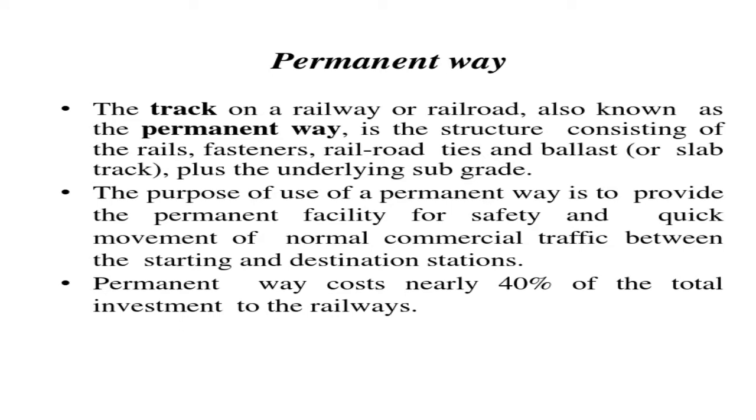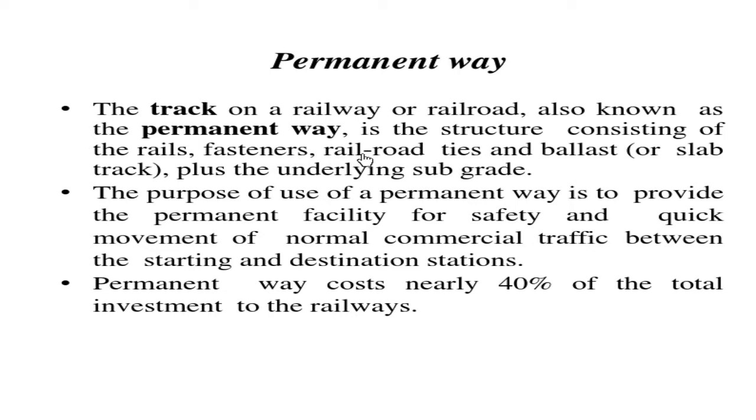Coming into the detail of permanent way, the track on the railway or railroad is also known as the permanent way. It is the structure consisting of rail. You know what rail is. Then the fasteners. In order to fasten things together in railway track, we have fasteners. As you know, screws, bolts, etc. are usually used as fasteners. But in railway tracks, we have some fasteners which are used in order to keep the things in position, and it includes chairs, clamps, rail anchors, etc. So in the coming classes you will learn more about them.